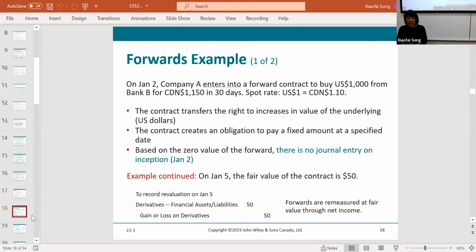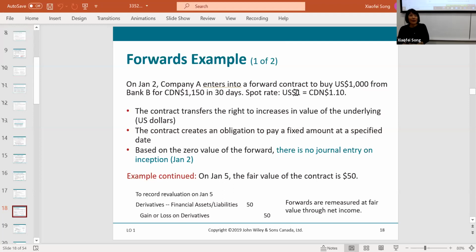Okay, so here's the example about the forward contract. On January 2nd, company A enters into a forward contract to buy 1,000 US dollars from Bank B for 1,150 Canadian dollars in 30 days. The spot rate is 1 US dollar equals $1.10.